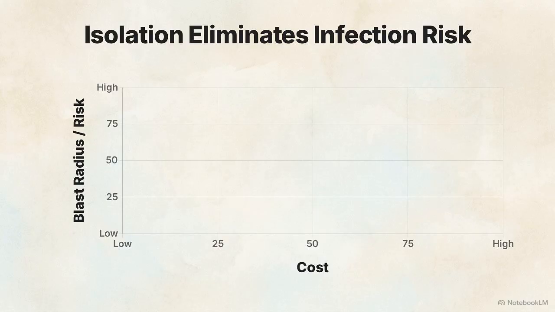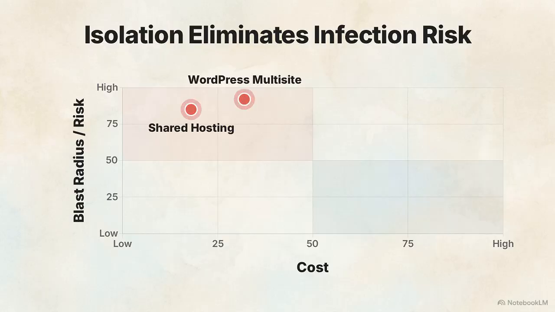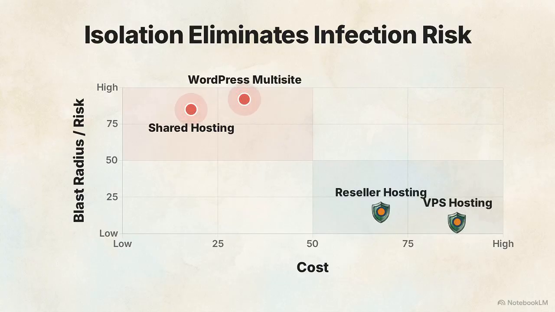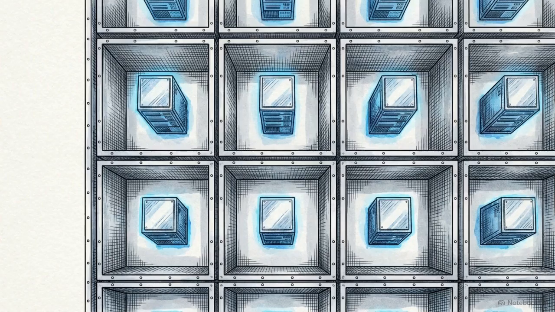This chart maps hosting options. The horizontal axis measures cost. The vertical measures blast radius, the risk of cross-site infection. Shared hosting and multi-site are low cost but high risk. Conversely, reseller hosting and VPS isolate environments, reducing infection risk to nearly zero for slightly more investment. Scaling an agency requires predictability. To get that, abandon shared risk models and move to architectures that put hard physical walls between your clients.